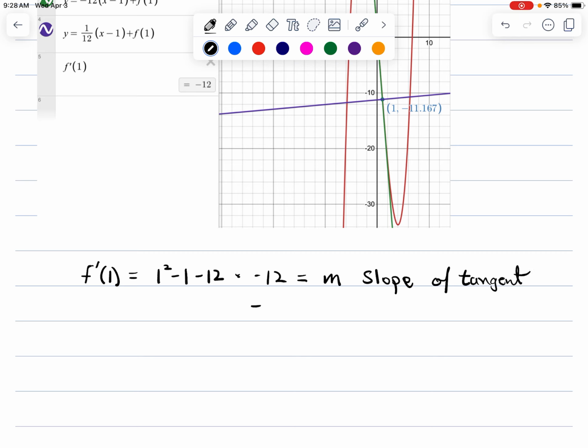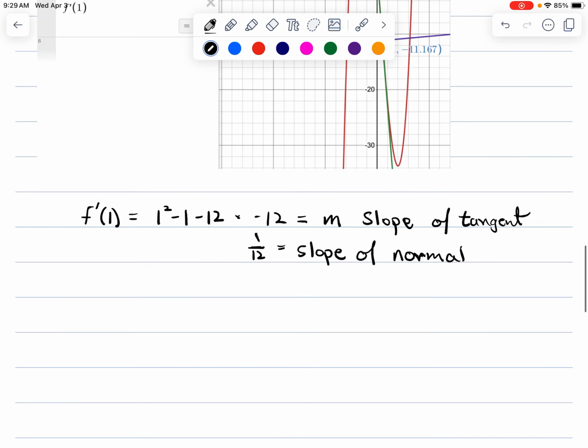Likewise, 1 over 12, the negative reciprocal, equals the slope of the normal. So we've got our slope of the tangent, which is negative 12, and the slope of the normal, which is 1/12. So now here's what we do. We go y equals, okay, negative 12. This is the tangent. Okay, y equals negative 12 times x minus 1 plus f of 1.